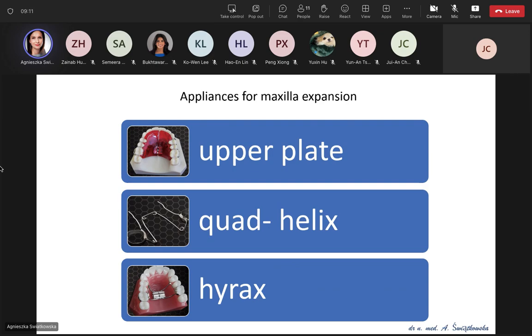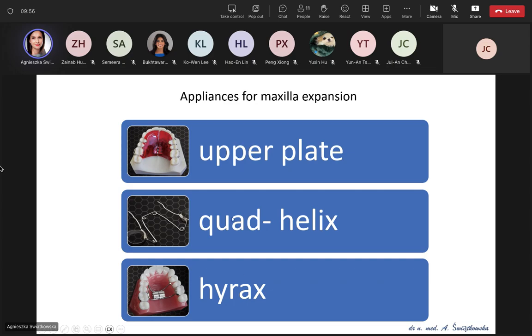When the patient is older, we rather plan the treatment with Hyrax. Hyrax you can see here, it's also a fixed appliance. We will talk about this appliance more during the lecture, but this appliance could be used for younger and for older patients. Sometimes we can use only this kind of appliance. Sometimes we also need an operation before this kind of treatment.